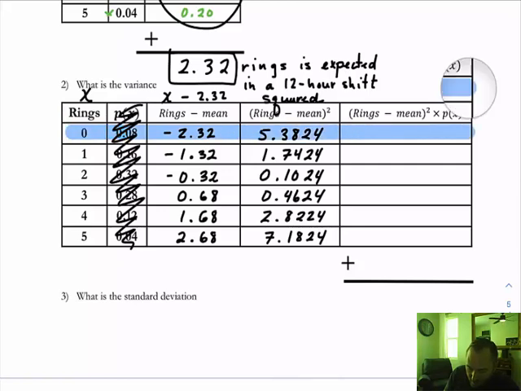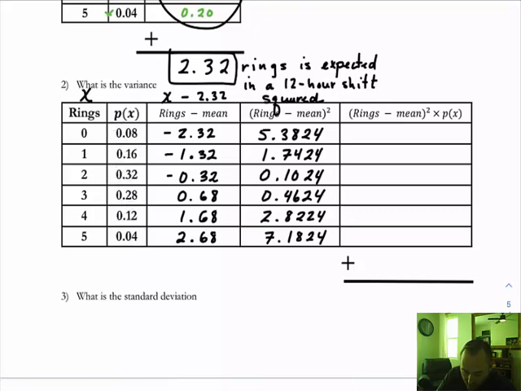Okay, now that that's done, what we're going to do is figure out the last column there, with each one of these deviations raised to the second power. So now what we're going to do is uncover the probabilities. Let's get rid of that and go ahead and fill it in here.